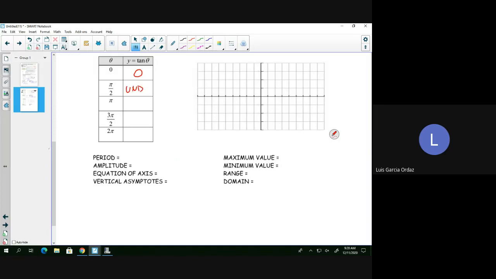What is my ratio at pi? 0. Okay, and at 3 pi over 2? Yeah, undefined. Then what is my ratio at 2 pi? 0. Perfect. So what does that mean tan is going to have at those undefined points? Asymptotes.